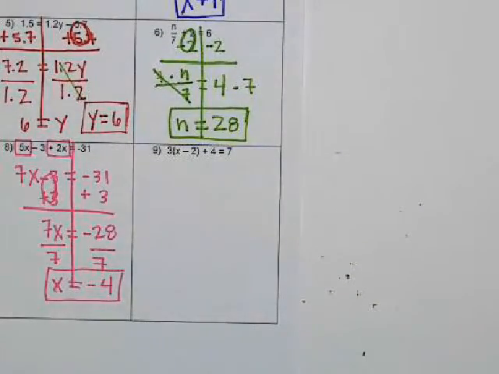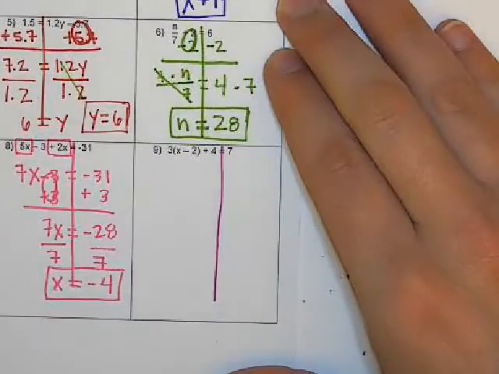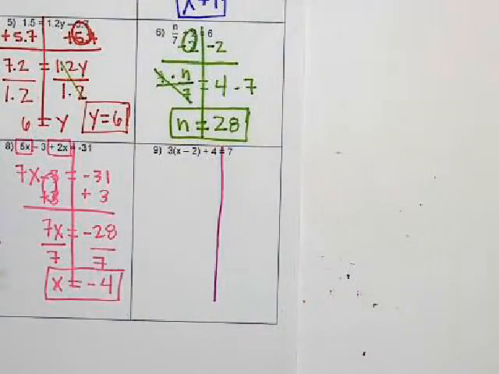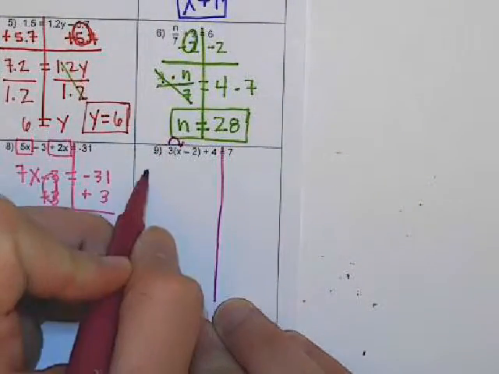Okay, number 9. What do we notice about number 9? It has parentheses and it has 2 x's, and they're like terms, right? Yeah. Okay, so first we gotta draw our line. What do I start with? Distributing. What am I going to distribute? 3. So I take the 3 times x and get 3x.